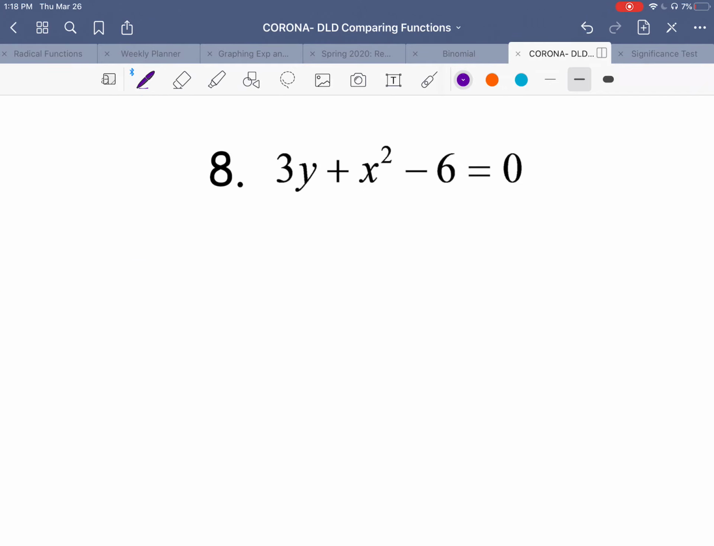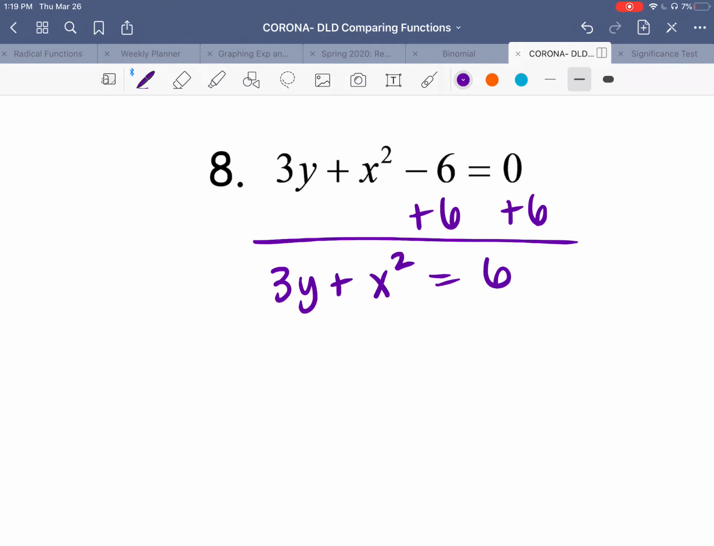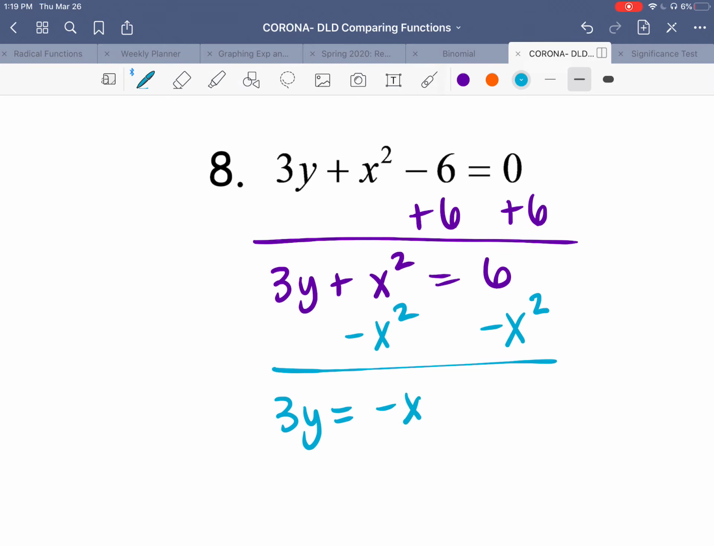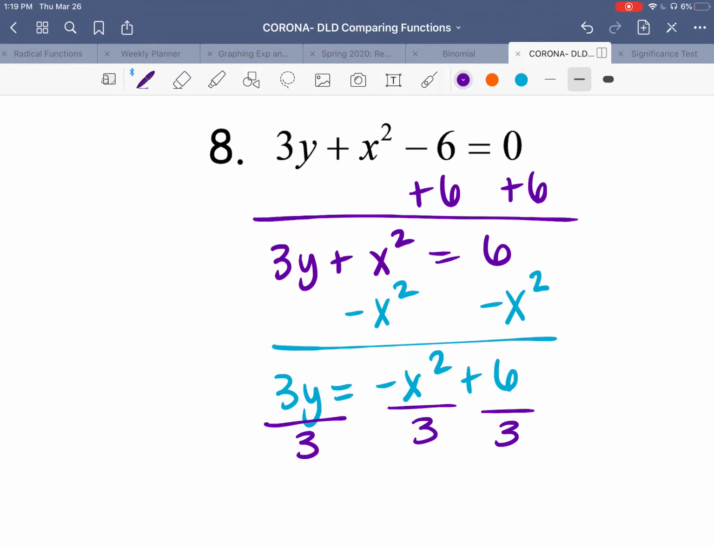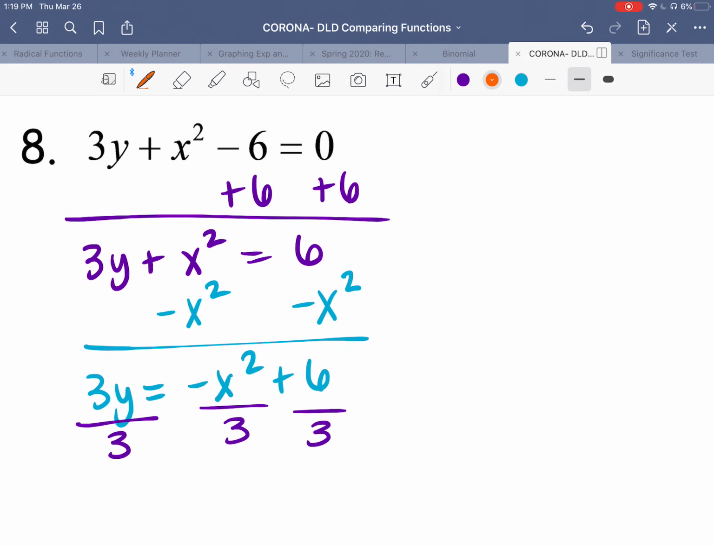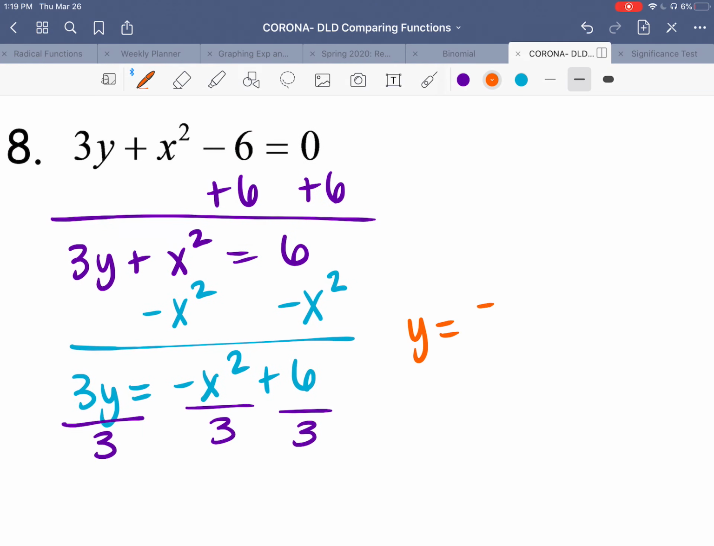And the last one, start by adding 6 to both sides. 3y plus x squared equals 6. Now the next thing we need to do is subtract x squared. 3y equals negative x squared plus 6. Last step, divide by 3. So we get that y equals negative 1/3 x squared plus 2. And there you go.